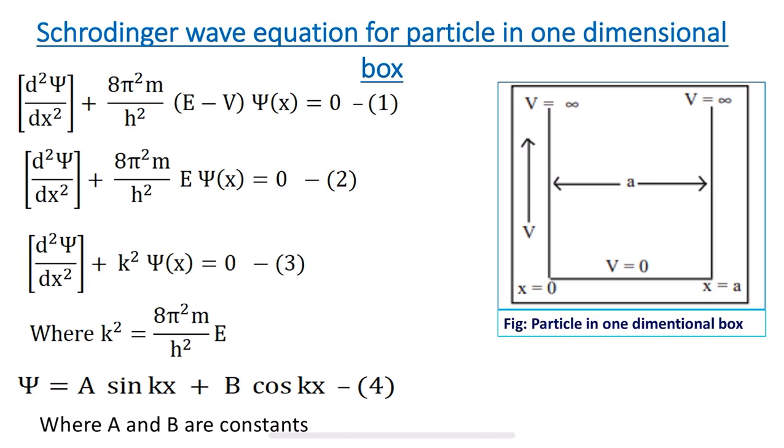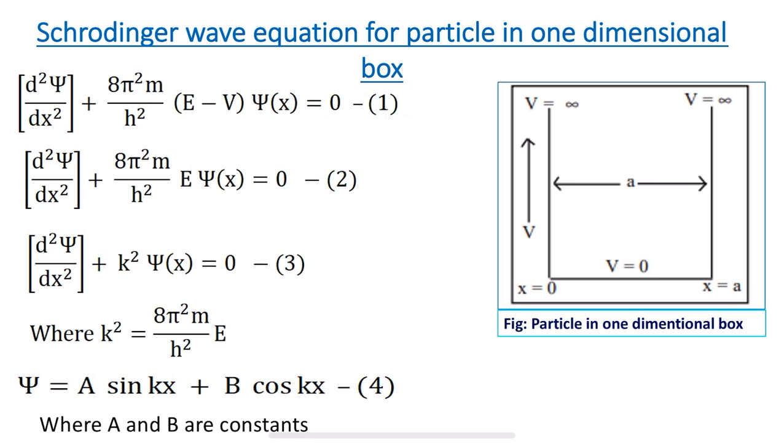For the sake of simplicity, it is assumed that the potential energy of the particle is 0 everywhere inside the box, that is, V(x) will be equal to 0. Thus, inside the box, the Schrodinger equation in the x direction is written as d square psi divided by dx square plus 8 pi square m divided by h square into (E minus V) psi(x) equals 0, and let this be equation number 1.